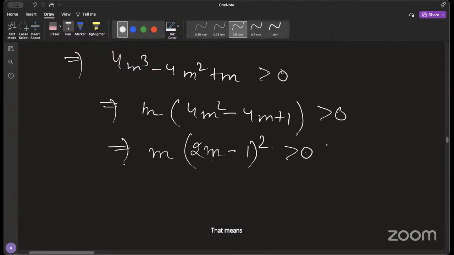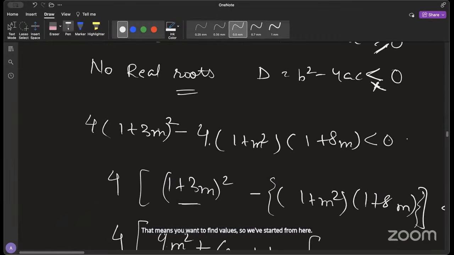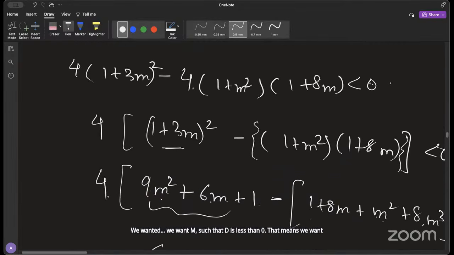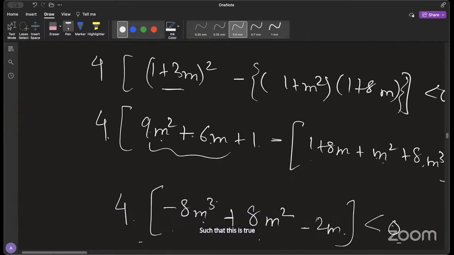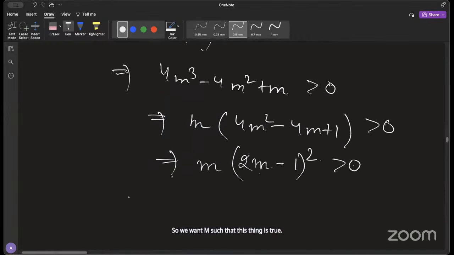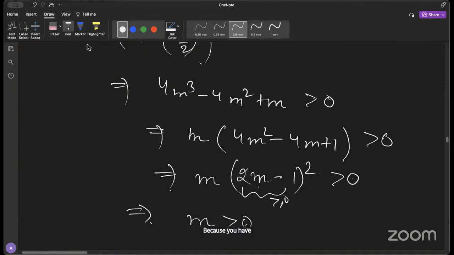That means you want to find values. We've started from here. We want m such that d is less than 0. That means we want m such that this is true. And then we've just solved this entire thing, right? So we want m such that this thing is true. This is always greater than or equal to 0 because this is a square term. That means we just need to figure out that m should be greater than 0, right? Or there's one more way, because you have this strictly greater than 0. You can't even take this.